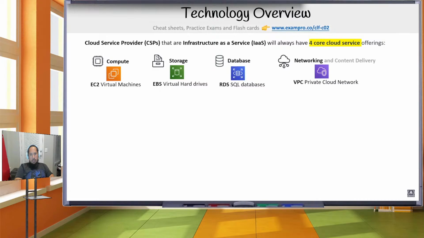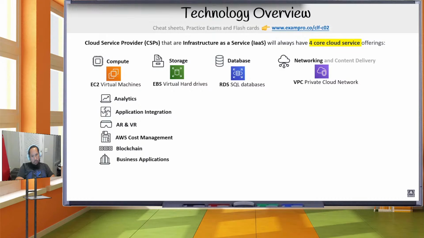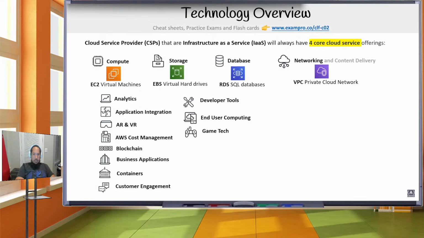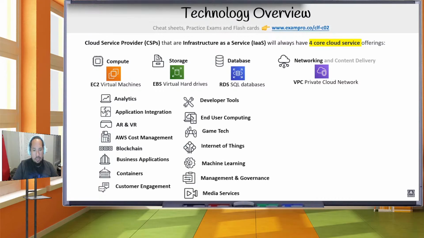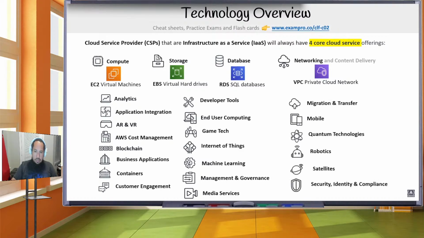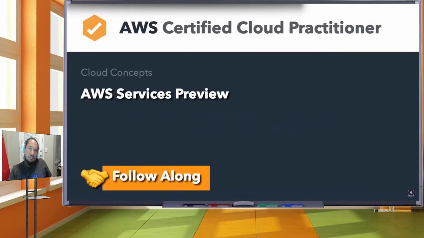Okay, so let's just look at all the categories that are outside the four core. There could be analytics, application integration, AR, VR, AWS cost management, blockchain, business application, containers, customer engagement, developer tools, end user computing, game tech, IoT, machine learning, management and governance, media services, migration and transfer, mobile, quantum technologies, robotics, satellites, security, identity, and compliance. If there was more, I would not be surprised, but you can see there's a lot of stuff going on here.